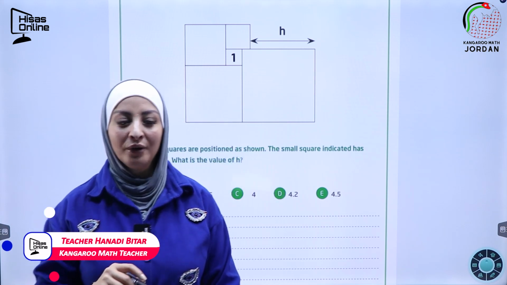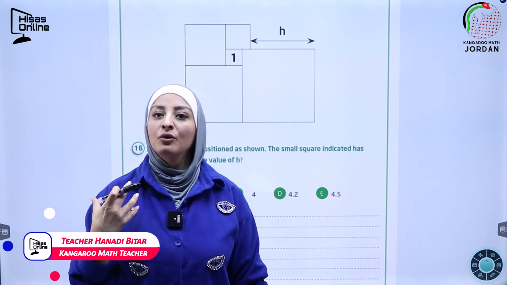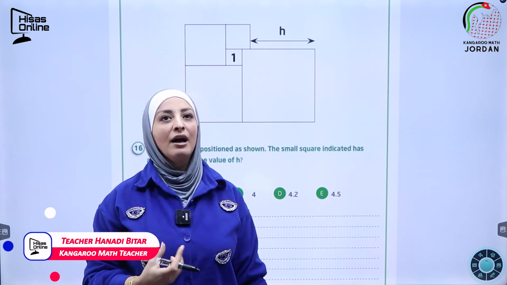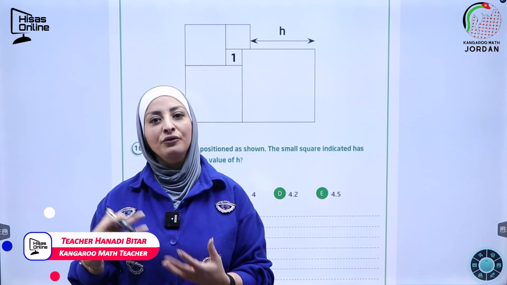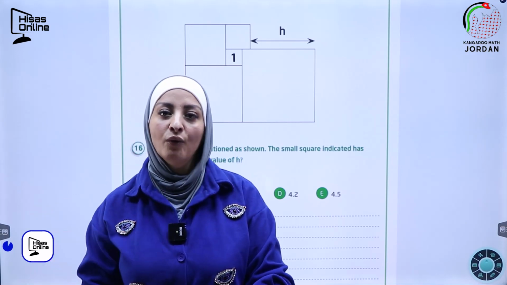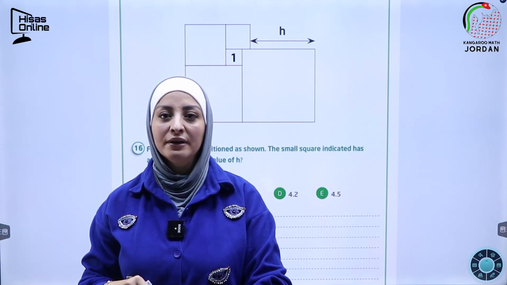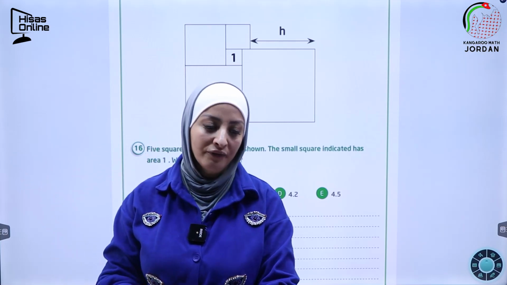We're going to continue doing Kangaroo exam 2021. How can we discuss the critical questions? How can we solve them in an easy way? How to think about them? This is level 4 for 7th and 8th graders. We're going to continue with question 16 because last time we stopped at question 15.